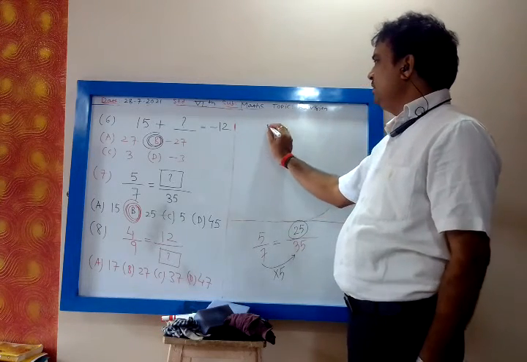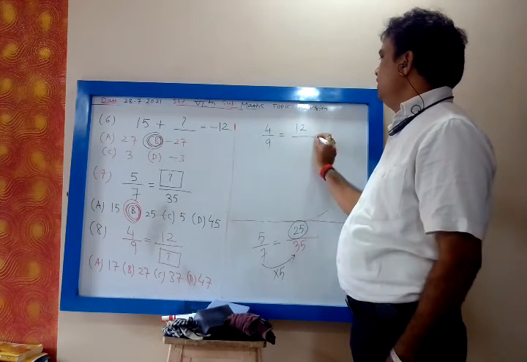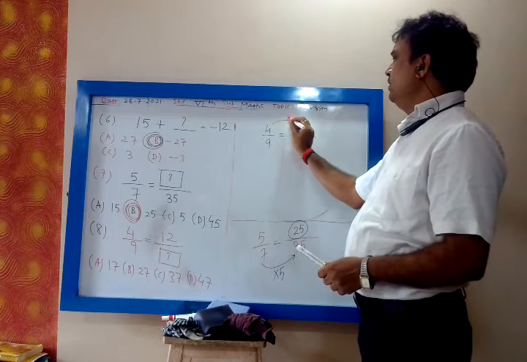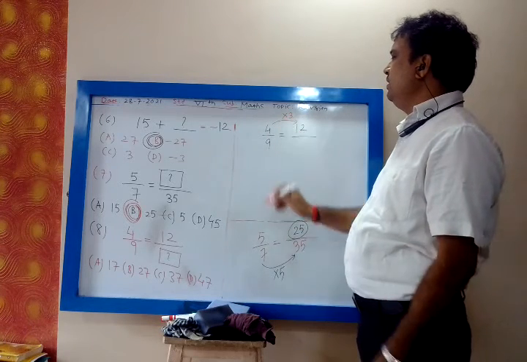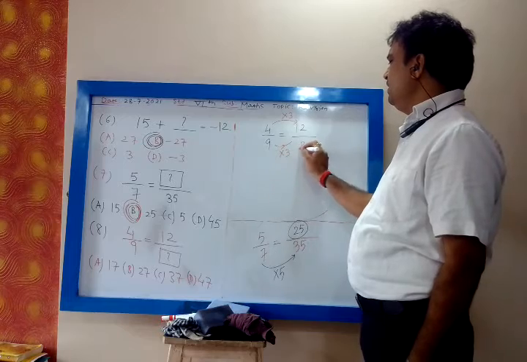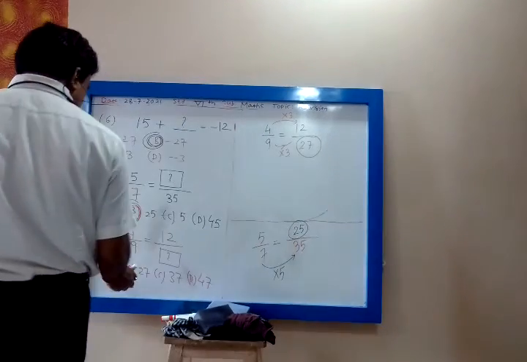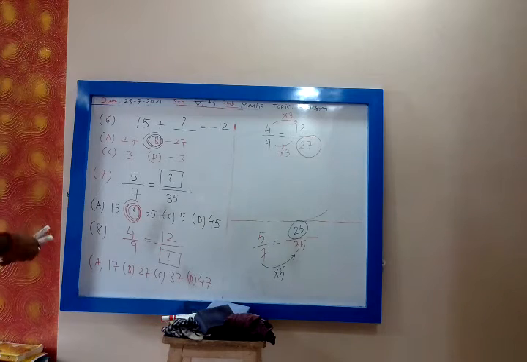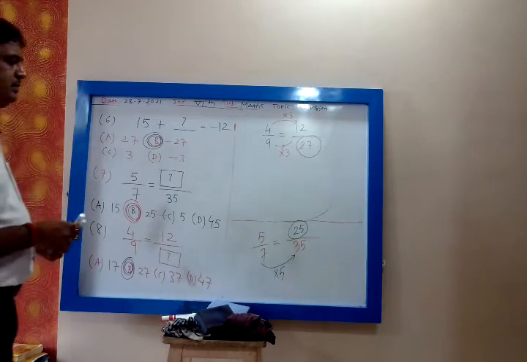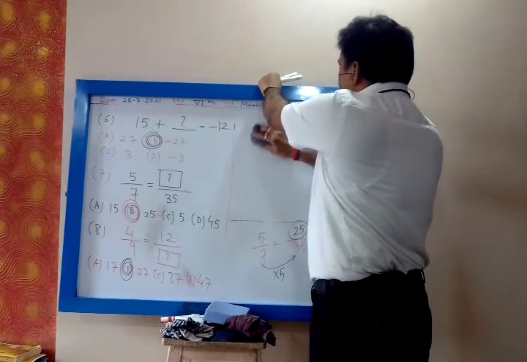Let us see how 27. 4 upon 9 is equal to 12 upon dash. If you see the numerator, 4 becomes 12. That means 4 I have multiplied with 3. So denominator I will also multiply by 3. 9 3s are 27. So the correct answer is plus 27. The correct answer is 27. Very good. Some of you gave the correct answer. So the answer is plus 27.